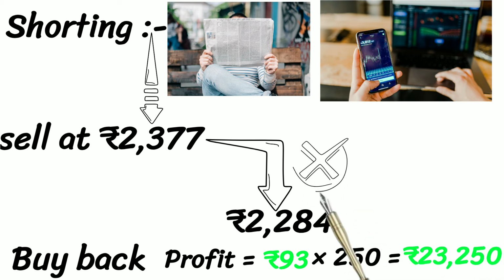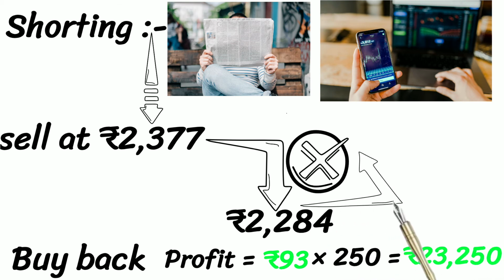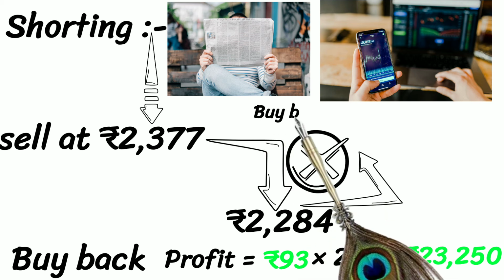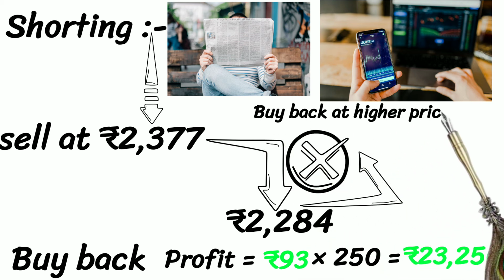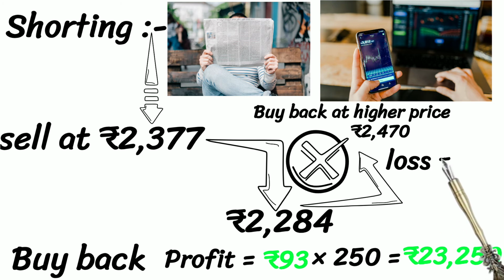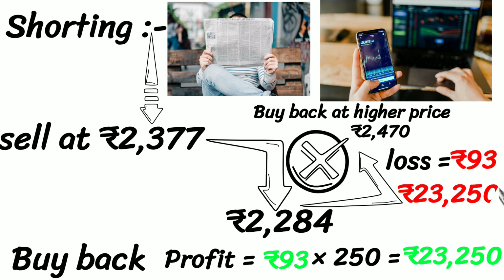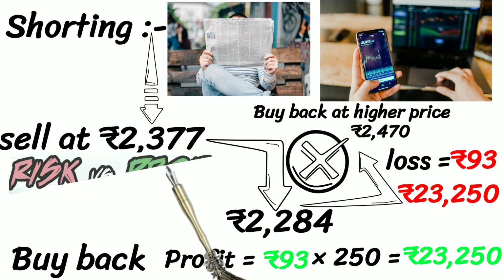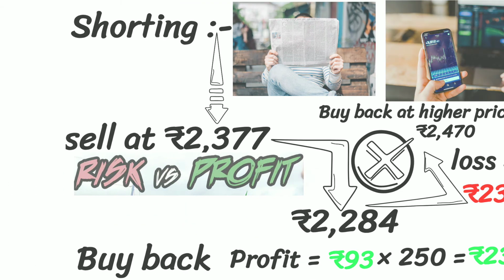If your analysis is wrong and the price didn't drop down, instead it went up, then you have to buy it back at a higher price, right? Let's say 2470 rupees. You have made a loss of 93 rupees, which for one lot is equal to 23,250 rupees loss. Like this, futures trading can be very risky and very profitable also.